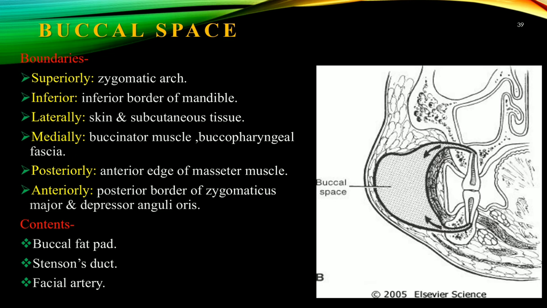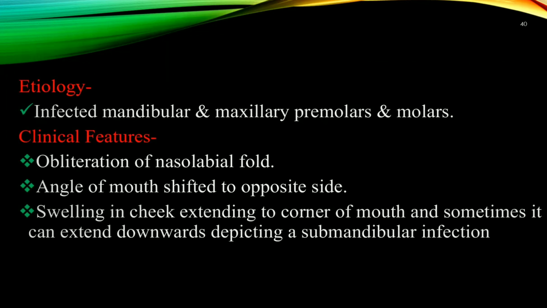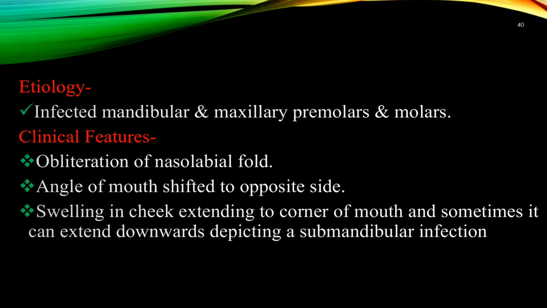There might be trismus. So going to the most common space to be affected, buccal space infection. The boundaries are there; you can pause and check the boundaries. What I want to emphasize here is that infection from the upper and the lower molars or the premolars can seep into this space, which is between the skin and the buccal muscle.